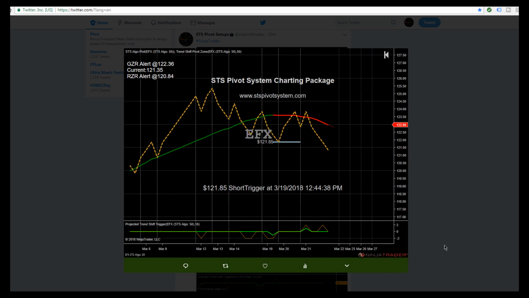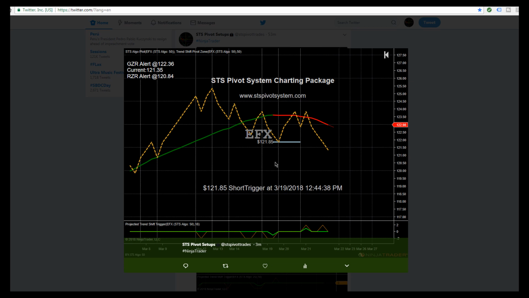All this was a retracement off of this chart on the bigger factor that was setting up the swing trade setup on a 50 factor chart. This had triggered here on the 19th at 12:44, and it's still right on the chart now live because it never switched back off from red to green. So this stays on that chart until that happens. So 121.85 was the trigger, the retracement.